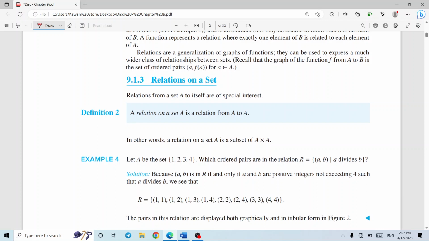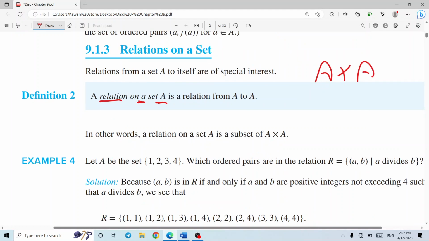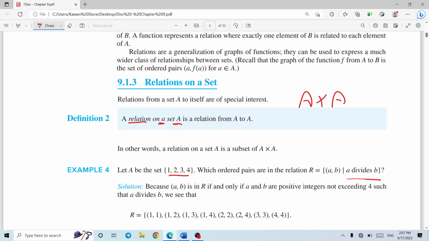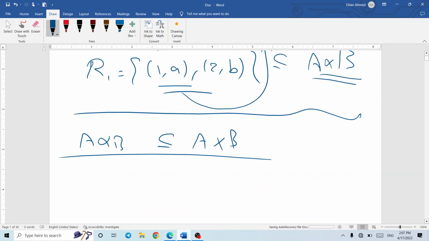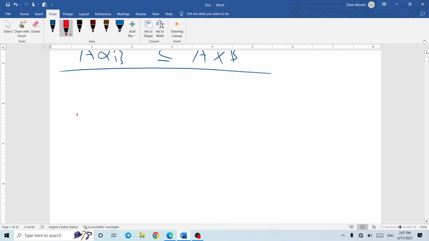So what do you mean by a relation on a set? On a set means that I have one set, not sets. So when I say relation on a set, I mean A cross A. Look at this example. Here's the set A, and here's the relation: a divides b. So A equal to {1, 2, 3, 4}, and I gave you the relation by defining it.